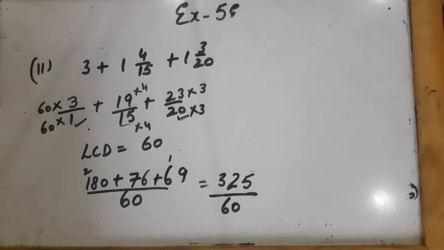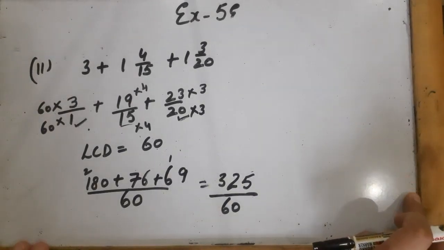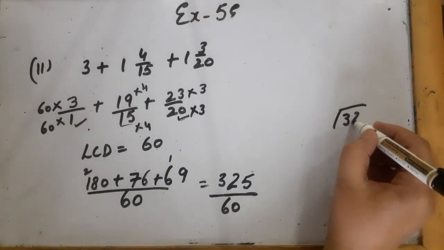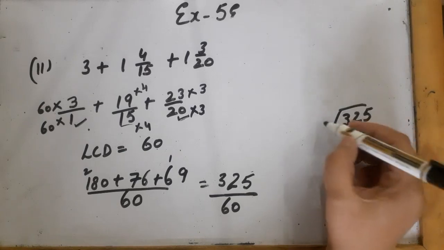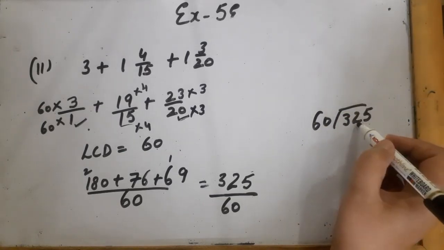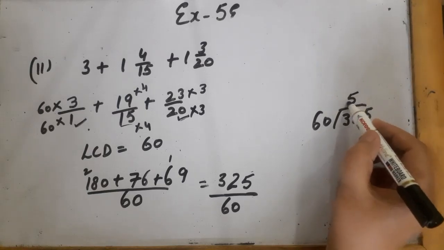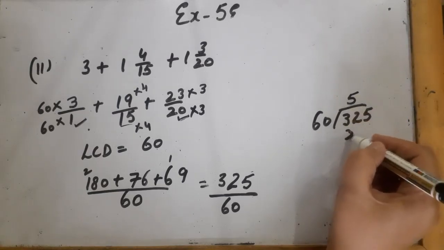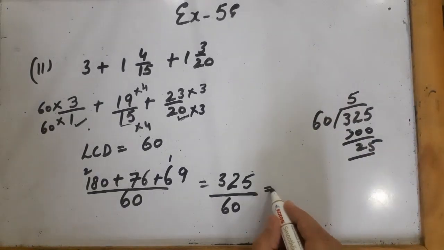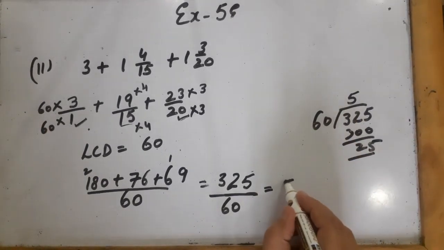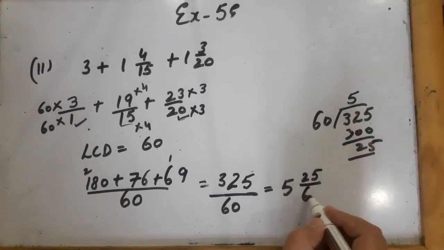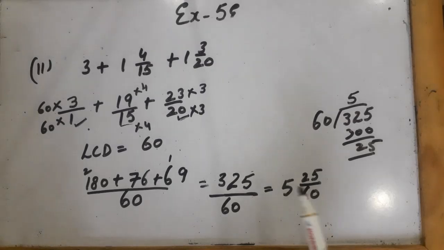Now I will convert this improper fraction into a mixed fraction. How? By dividing 325 by 60. Now I know 6 fives are 30, 6 fives are 300, and you will get 25 as the remainder. Now look at this carefully. This 5 will become my whole number, this 25 my numerator, and 60 will be the denominator.